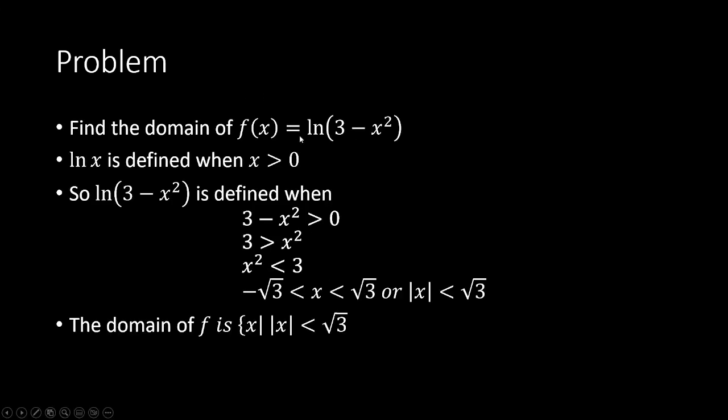Asking to find the domain of this function. Well, since it's a natural log, it is defined when the argument is greater than 0. So we solve for where it is greater than 0. Solving it, take the square root of both sides. So x has to be between negative square root of 3 and positive square root of 3. Well, we want the argument positive, so x has to be less than square root of 3 in absolute value. The domain of this function is x, given that the absolute value of x is less than square root of 3.